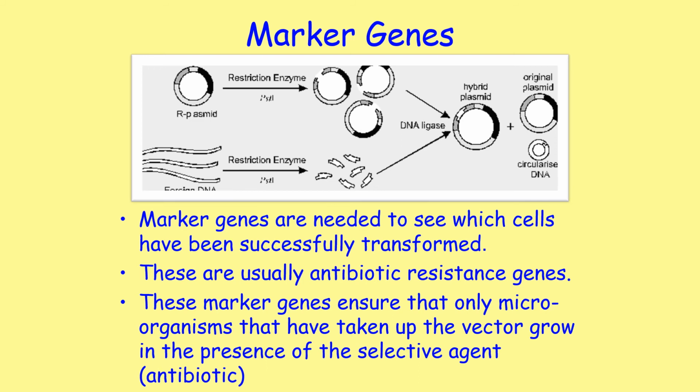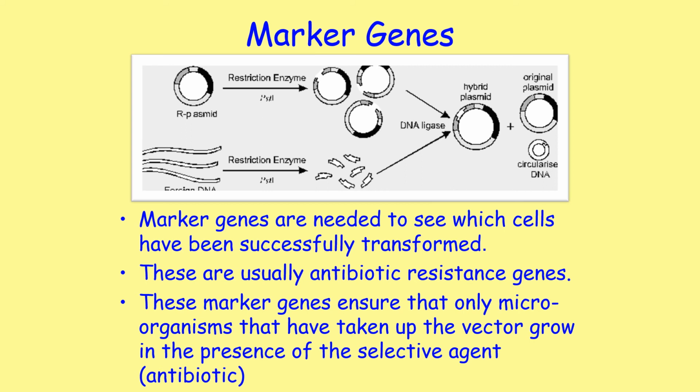We've got these 3 outcomes, and we're then going to transform our E. coli cells. And so our E. coli cells are going to be put under a technique to make them take up these plasmids. Now, we don't know which cells have got the plasmid that has got the gene of interest in it. We don't know which cells have taken up just circularized DNA. We don't know which cells have just taken up the original plasmid. We do, however, when we use what are called marker genes. Now, these are usually antibiotic resistance genes, and the antibiotic resistance genes allow us to see which cells have taken up the recombinant vector, so that we're only growing that.